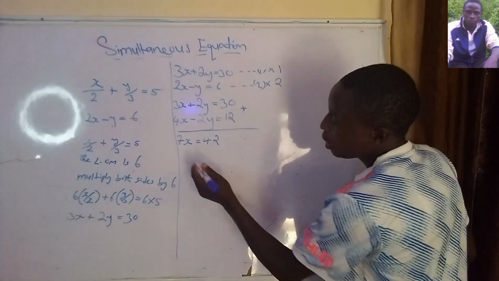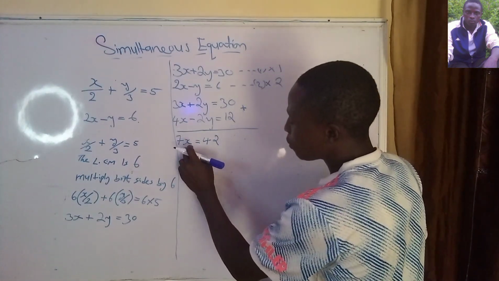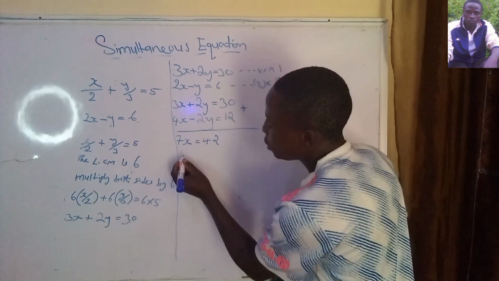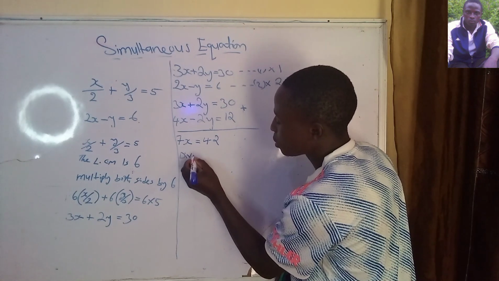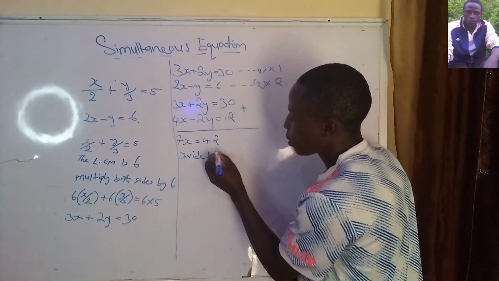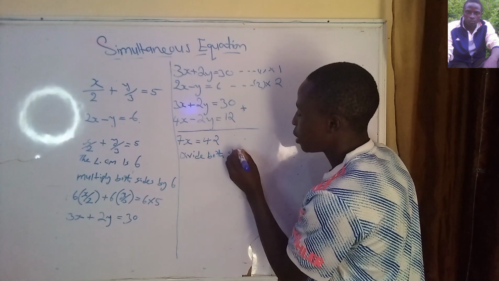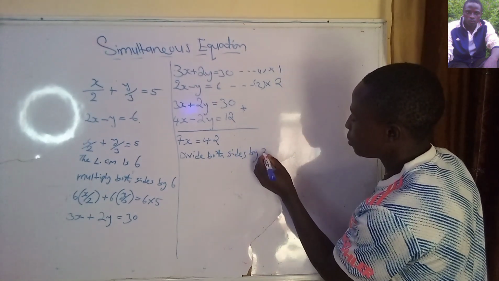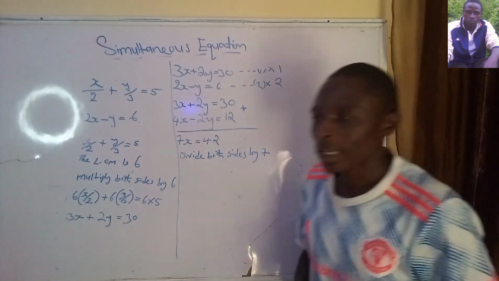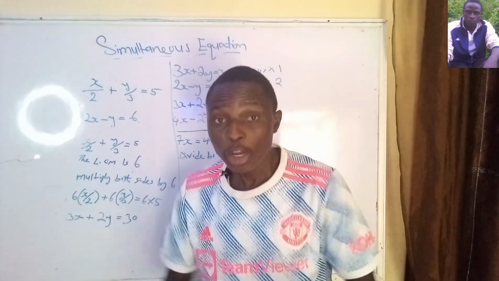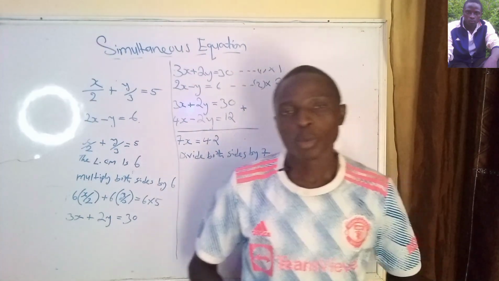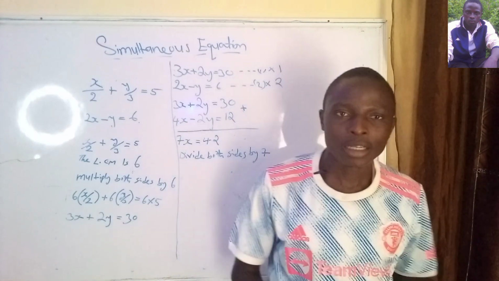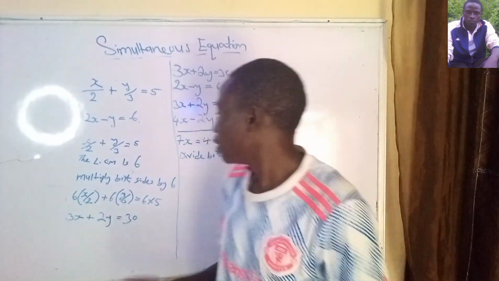Okay. I'm looking for x, not 7x. What will I do now? Is to divide both sides by 7. Dividing both sides by 7, or dividing both sides by any number, means to divide both the right hand side and left hand side by that number.